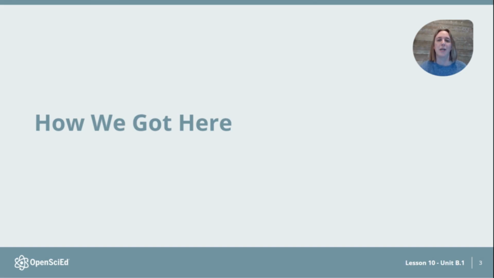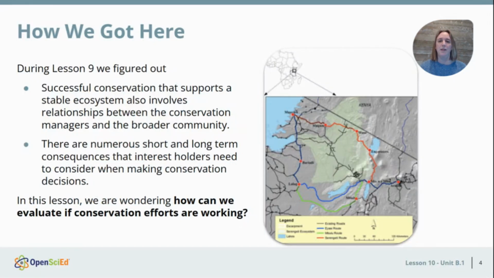First, let's recap how we got to Lesson 10. During Lesson 9, we learned that people wanted to build a road in the Serengeti. Through discussion, we figured out that the successful conservation that supports a stable ecosystem involves relationships between people and nature, and not everyone will be happy about the choices made. We also figured out that these decisions have numerous short and long-term consequences on ecosystems and interest holders.